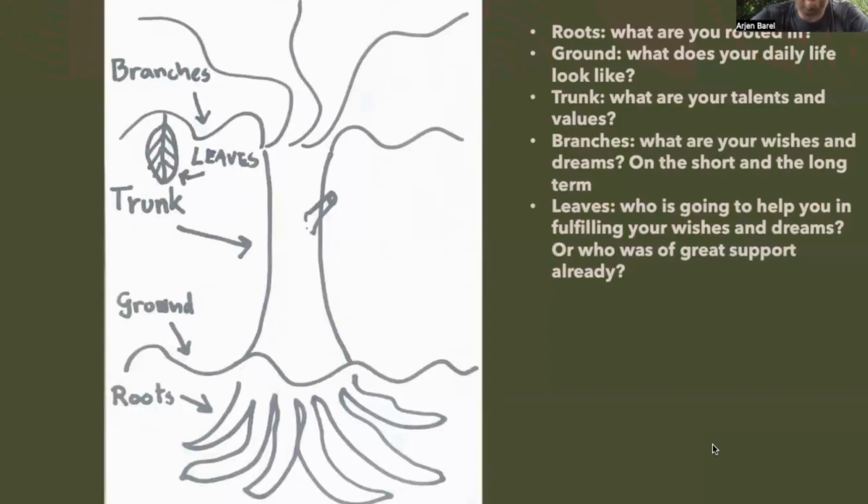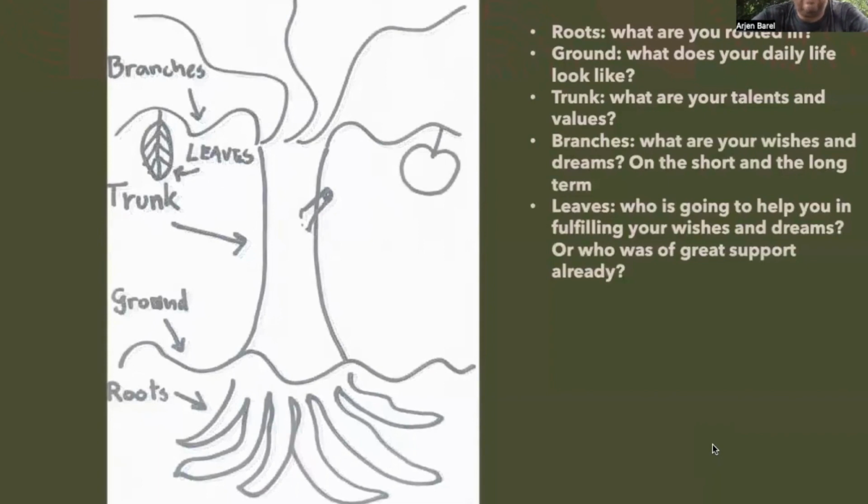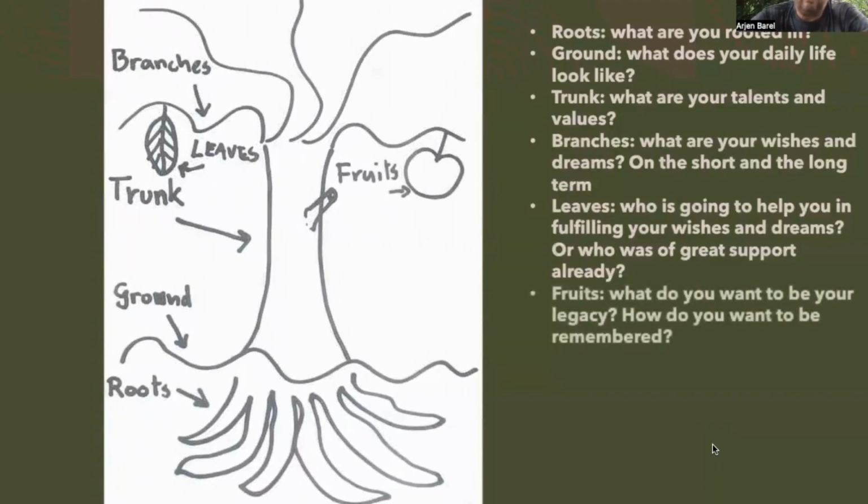So then you continue with the last step. The last step, as you can see here, are the fruits. And maybe this is the most difficult step, certainly for younger people, because in these fruits you write down what you want to be your legacy. How do you want to be remembered? And of course, it's quite difficult when you're only in the beginning of your life and you're already thinking, hey, this is how I want to be remembered. But even though, it's good to think about it.